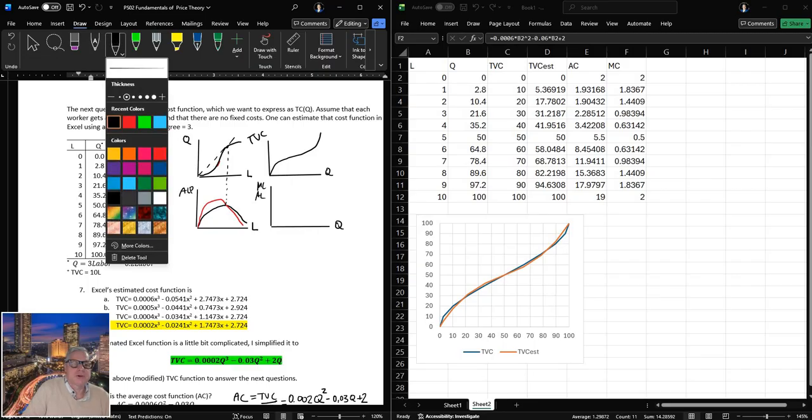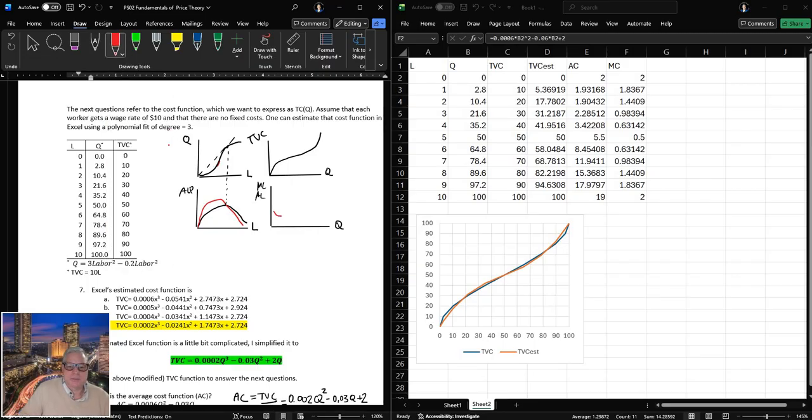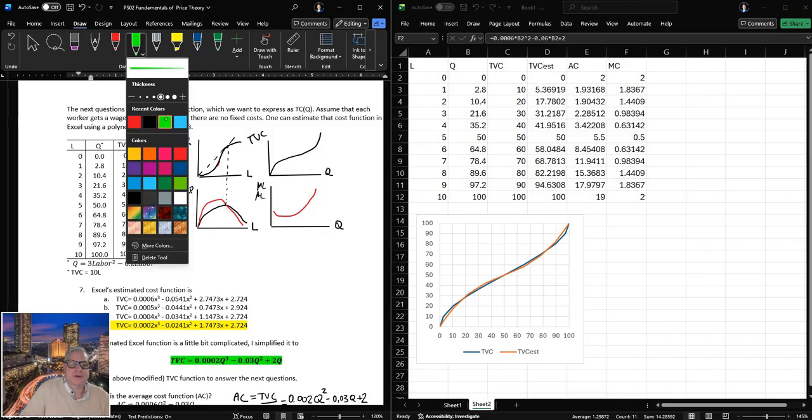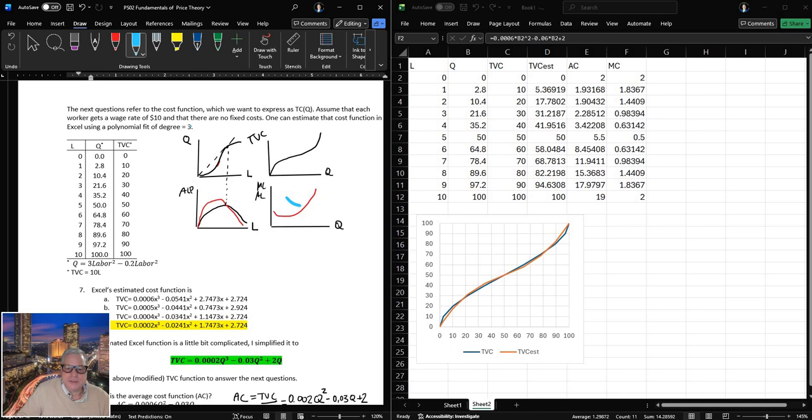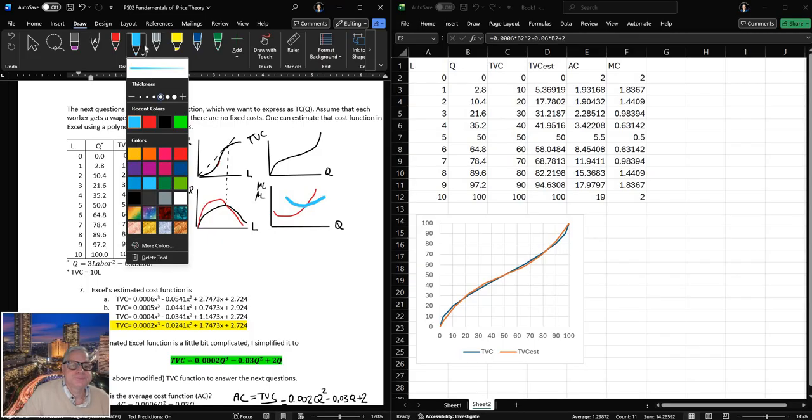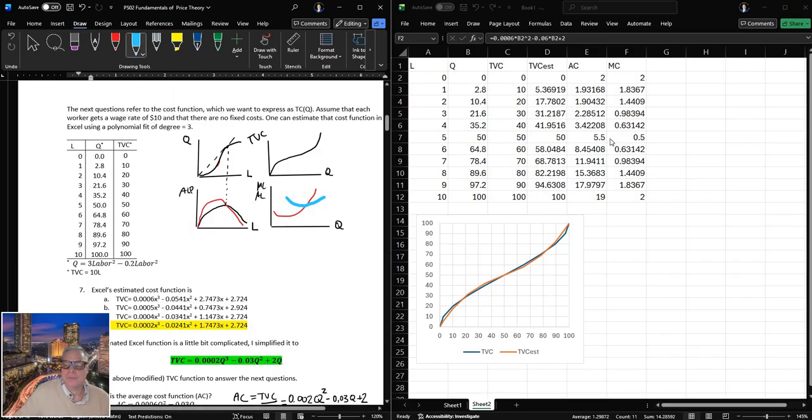And the marginal cost function should look something like this. And the average total cost function should look something like this, which has its minimum where it intersects the marginal cost function. Okay, let's see if that's true.